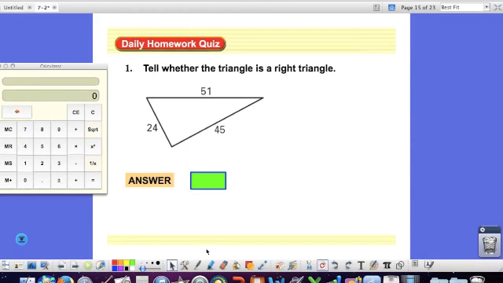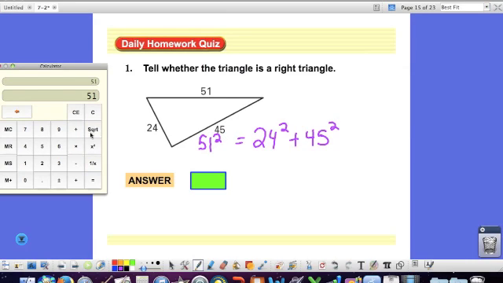We can do two ways. We can first do it as a Pythagorean triple if we realize that all of these are divisible by 3. 24 divided by 3 is 8. 45 divided by 3 is 15. And 51 divided by 3 is 17. Since that's a Pythagorean triple, I know that it's a right triangle. But let's say I didn't memorize my Pythagorean triples. I could say 24 squared plus 45 squared. Does that equal 51 squared?